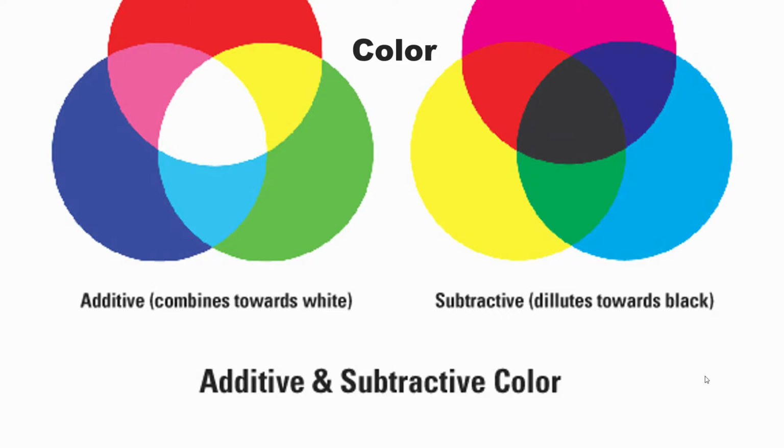There's additive, which combines towards white. So this is what we're going to be working with, which is red, green, and blue. And then if you are used to working with paint, you might be familiar with subtractive, which dilutes towards black. So here you would work with magenta, cyan, and yellow. This is actually the color scheme that you would use if you were making something print friendly as well.